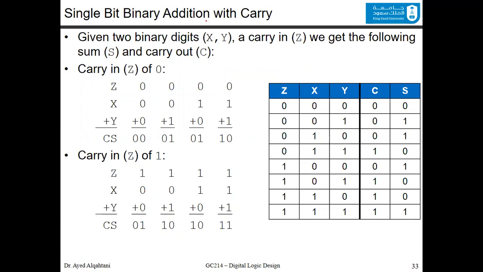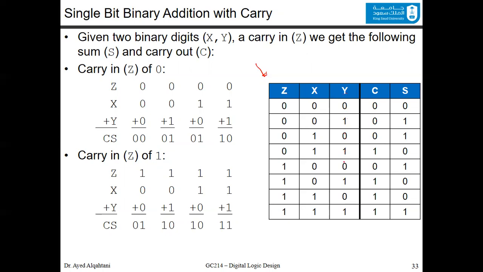For the single bit binary addition with carry, you are given 2 binary digits, X and Y, and a carry, Z. We can get the sum, S, and the carry out, C, by following this table. How did we generate this table? We could say that this is the carry, Z, and this is X and Y, the two numbers that you want to add. And we start building this table by doing the following, as I just mentioned before.